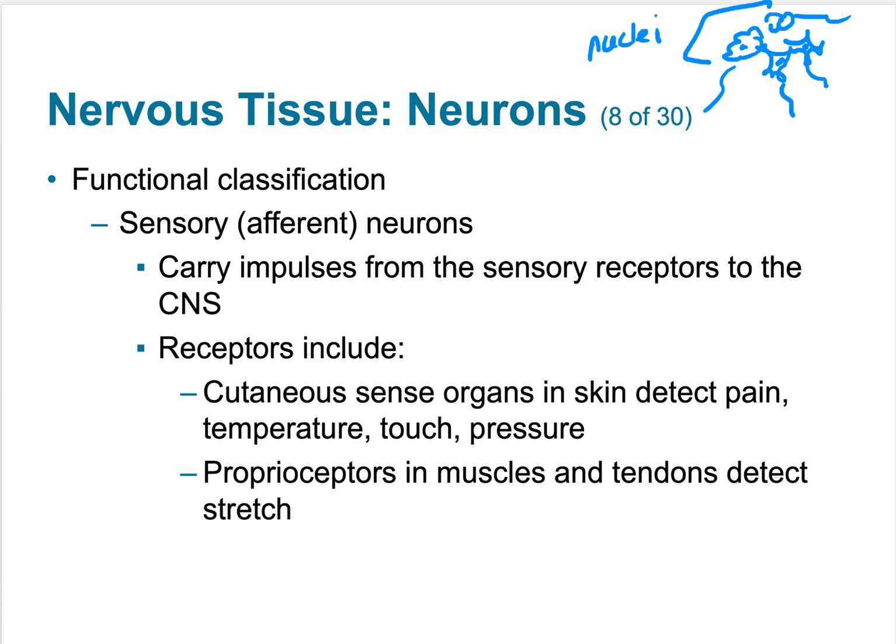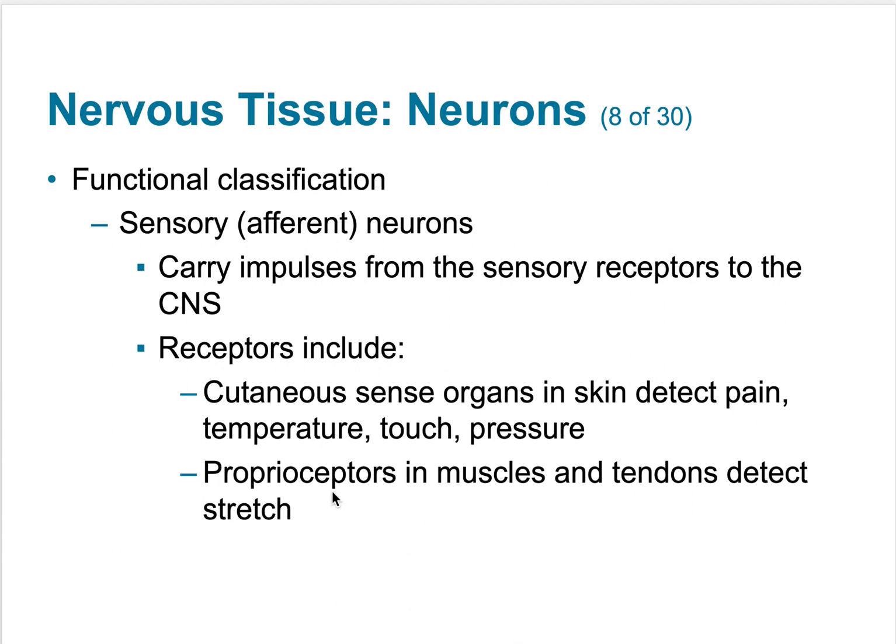Now, when we look at a functional classification, we have to look at what we call the sensory or the afferent neurons. They carry impulses from the sensory receptors to the central nervous system. Receptors are things found cutaneously, found in the skin. They detect pain, temperature, touch, and pressure.